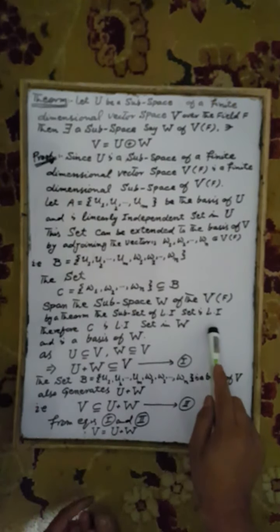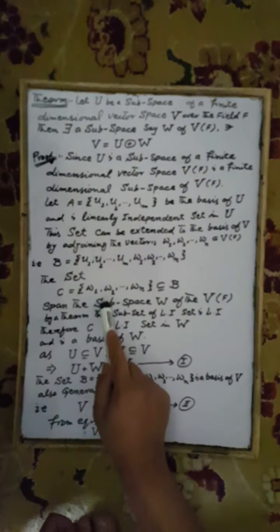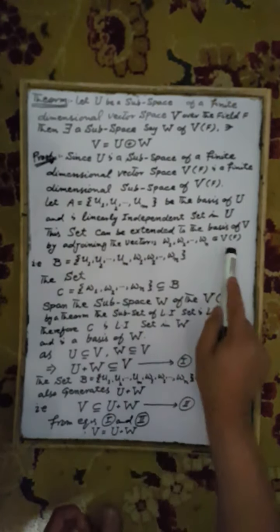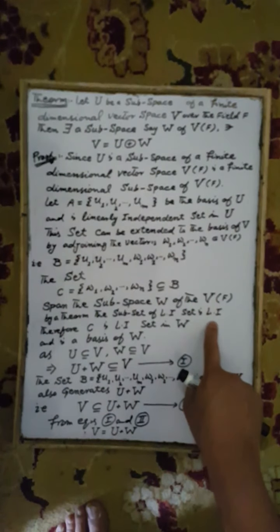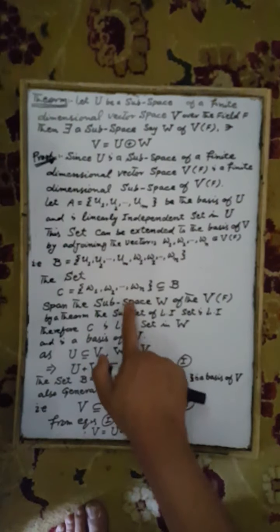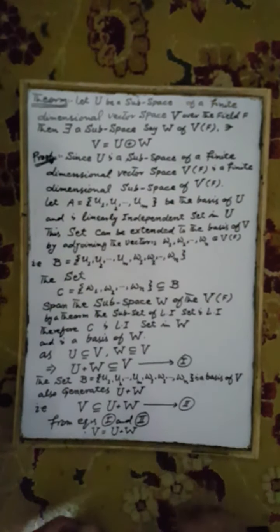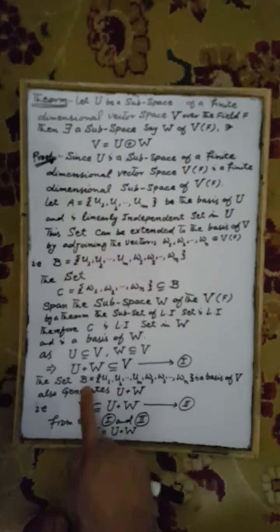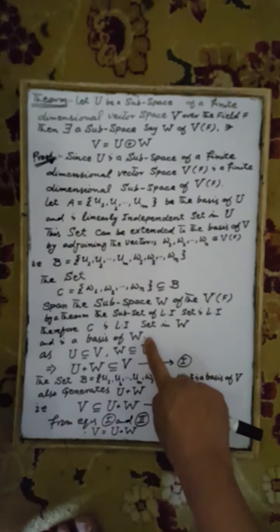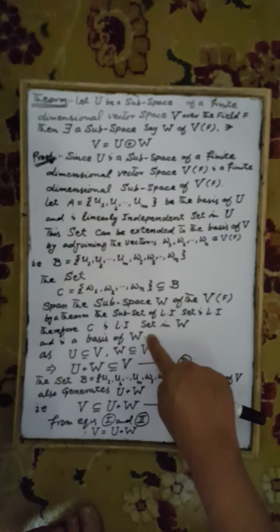These elements are linearly independent because they are elements of the basis of the vector space V over the field F. By a theorem, a subset of a linearly independent set is linearly independent. According to this theorem, this is a subset of the set B, and each element in the set B is linearly independent. Therefore, this subset of the set B is also linearly independent and generates the subspace W of the vector space V. Therefore, the set C is a basis of the subspace W of the vector space V over the field F.